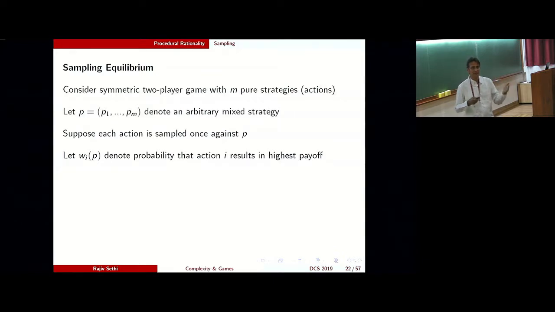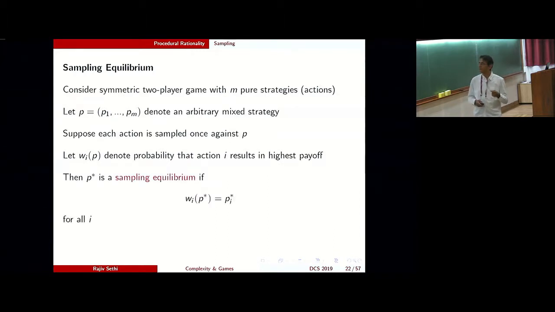It may or may not. I mean, all kinds of things can happen when I sample, but Wi denotes the probability with which action i actually ends up with the highest realized payoff. And a sampling equilibrium is defined by the equality for every i between Wi and Pi. So the likelihood with which an action is played in the incumbent population, which is given by P, if that matches the likelihood with which action i wins under the sampling procedure, that is called a sampling equilibrium. So that's just an overview of what it is.